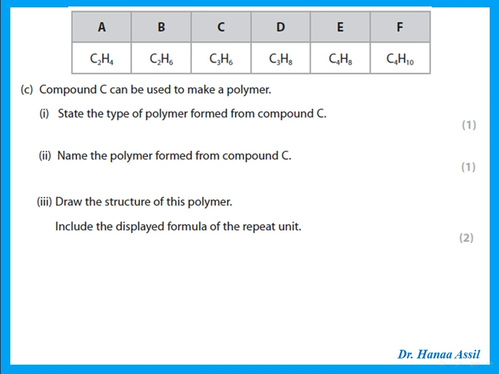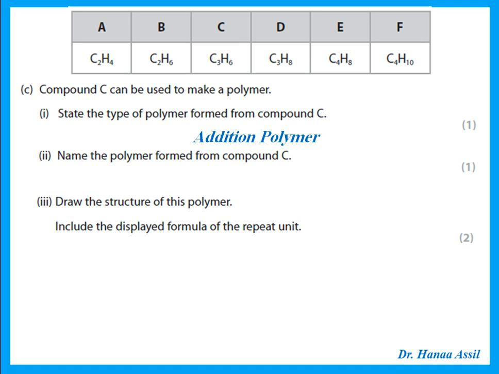Compound C can be used to make a polymer. Where is C? C is C3H6. State the type of polymer formed from compound C. Remember, C3H6, that means hydrogens are twice the carbons. That means this is an alkene. And remember, alkenes form what kind of polymers? Addition polymers, or they go through addition polymerization. If I'm starting with an alkene, this is addition polymerization.